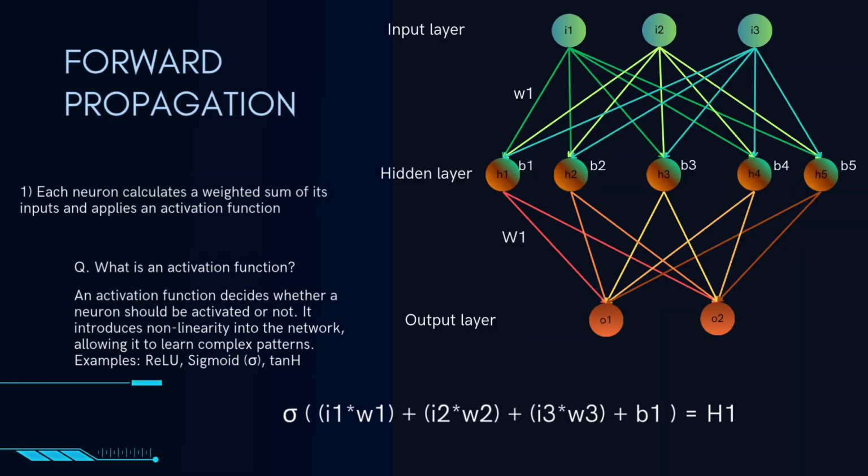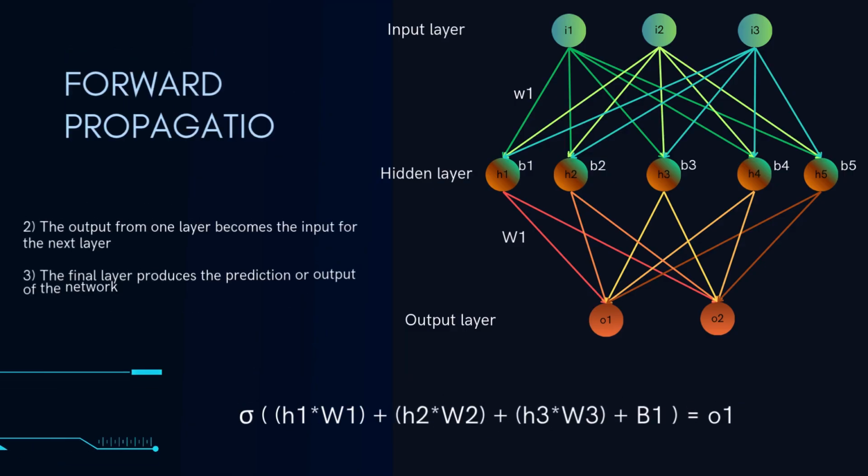Now, let's talk about forward propagation. To better understand each step, let's take a simple neural network with one input layer, one hidden layer, and one output layer. First, each input value is multiplied by a weight connecting the input to the neuron in the next layer. All of these terms and the bias are then added together. Here, we're adding I1 multiplied by W1, I2 multiplied by W2, I3 multiplied by W3, and the bias B1. Next, we pass this value through an activation function, in this case sigmoid, to obtain the final output of H1.